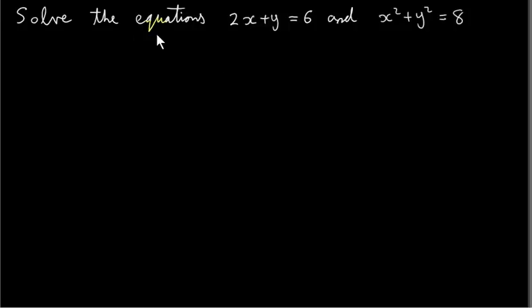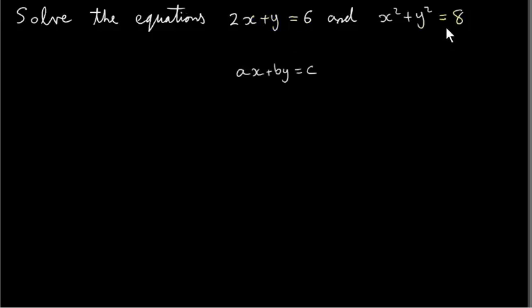In this video I want to solve the pair of simultaneous equations 2x plus y equals 6 and x squared plus y squared equals 8. Now this is a linear equation, as you've seen in previous videos. It's got the form ax plus by equals c, where a, b and c are given values. For this equation a is actually 2, b is 1, c is 6.